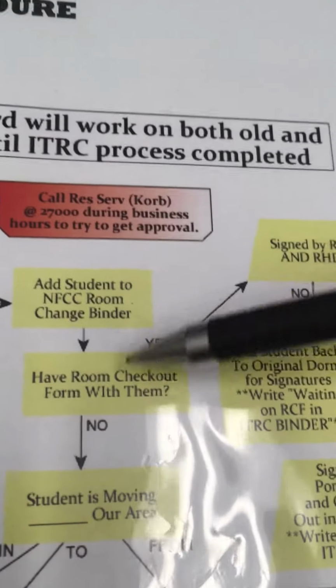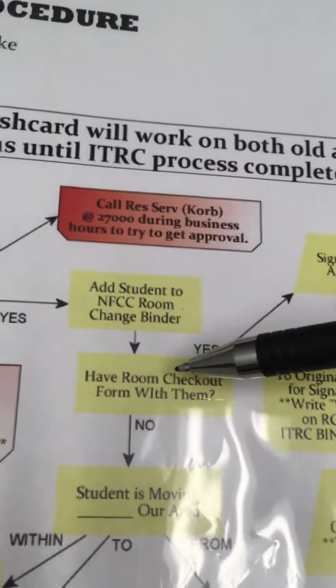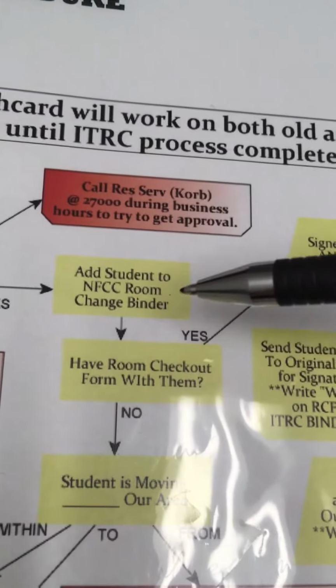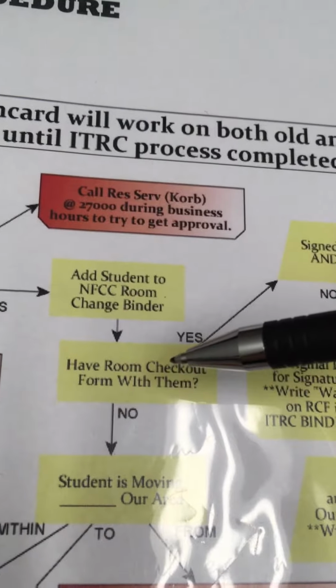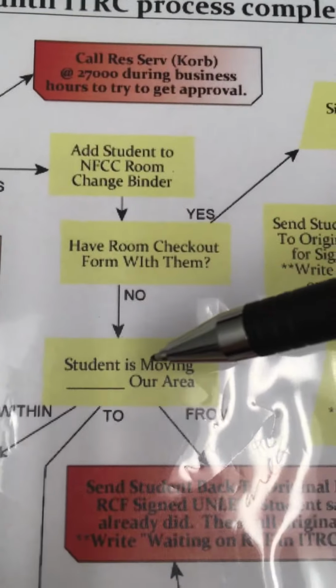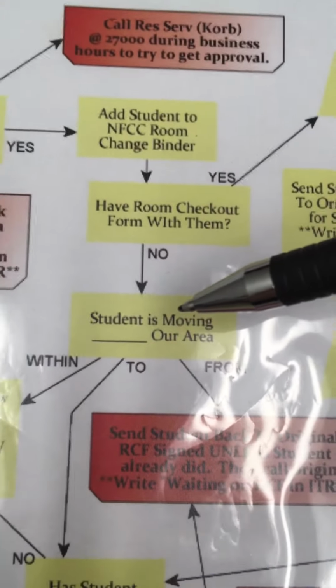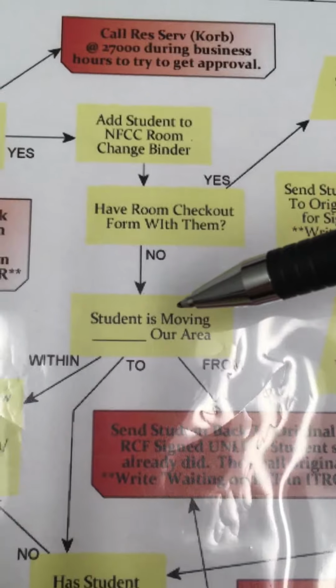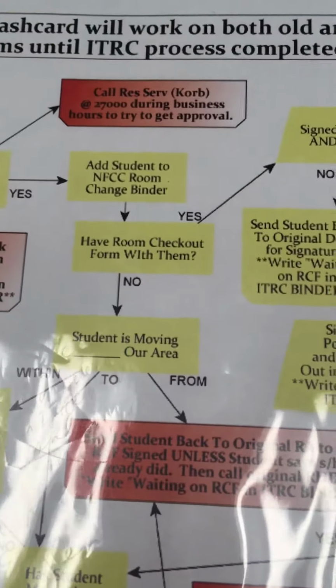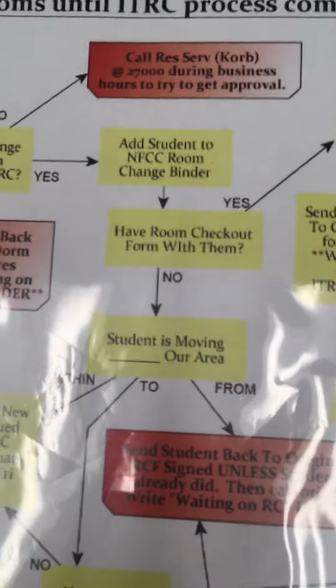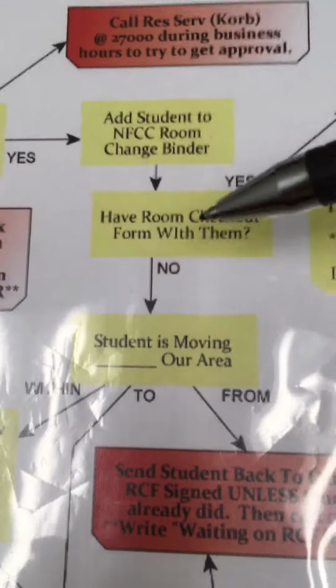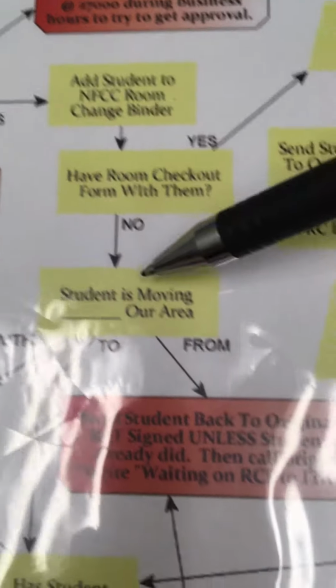Do they have the room checkout form with them? Let's say at this point they don't. They're standing there just coming up to the desk with a question. They don't have anything with them. Come down here to no, and then we have to determine whether they're coming to, from, or whether they're moving within our area. So at this point, let's assume that the student is moving from our area somewhere else.